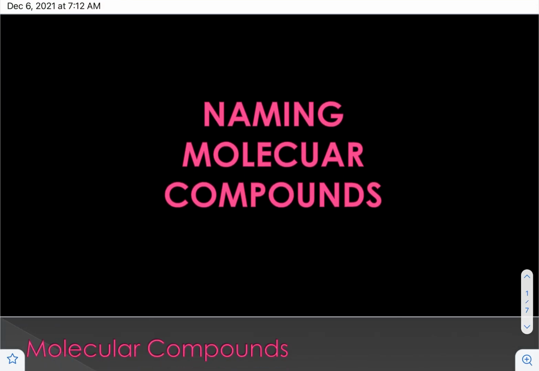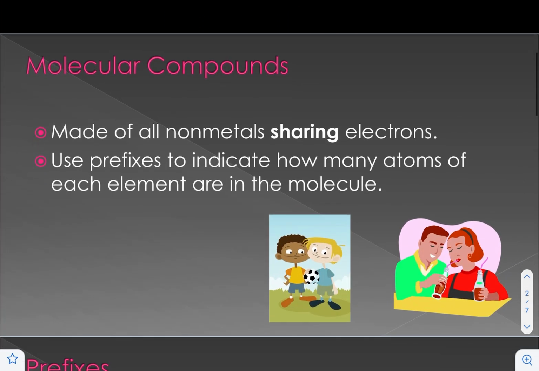Today we're going to talk about naming molecular compounds. Don't forget, a molecular compound is the same thing as a covalently bonded compound. It's made of all nonmetals, that's the right-hand side of the periodic table, plus hydrogen, who are sharing electrons. When we name molecular compounds, it's different than ionic compounds because we use prefixes to indicate how many atoms of each element are in the molecule.